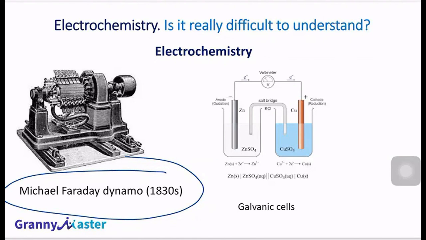How is electricity produced there? That is with the help of the electrical generator. The first form of electrical generator was the dynamo, invented by Michael Faraday. So Michael Faraday started the massive production of electricity.